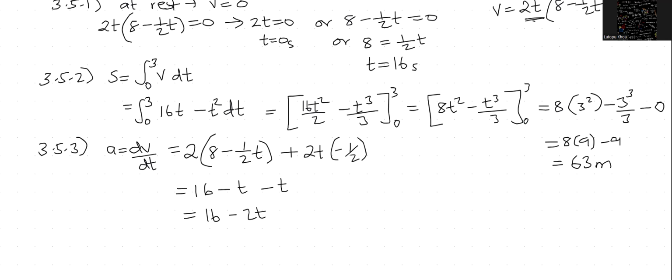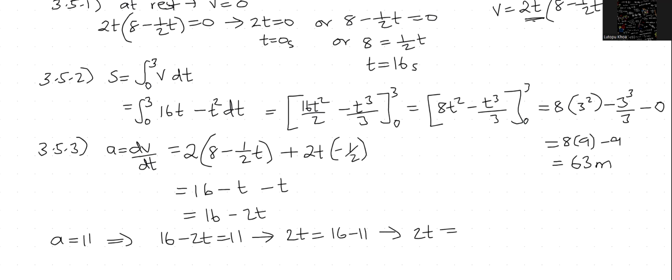Okay, so we want the time when the acceleration is 11. So acceleration is 11. This means that 16 minus 2t is equal to 11, which means that 2t is equal to 16 minus 11. So 2t is equal to 5. This means that t is equal to 5 over 2 seconds.